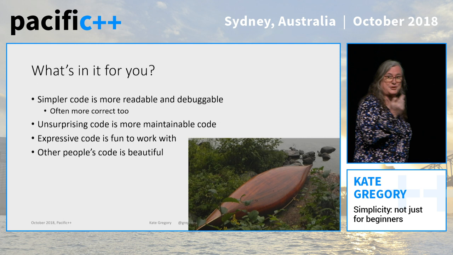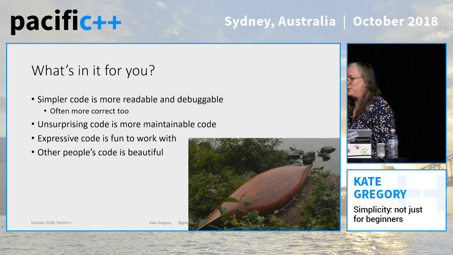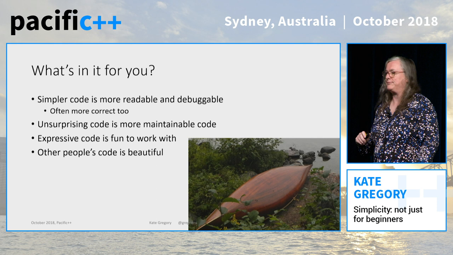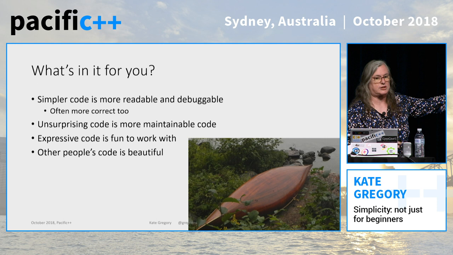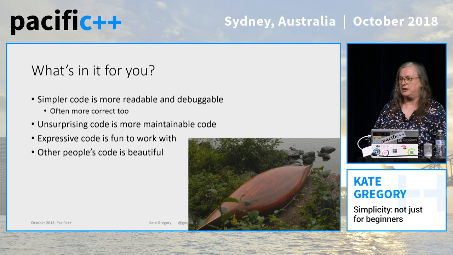And this is the truth. Other people's code can be beautiful. And if you can embrace other people's code, it's not necessarily a giant pile of mess. The canoe is here because of my story about how I built this gorgeous canoe from wood from the store. And you can build a gorgeous application from library functions.